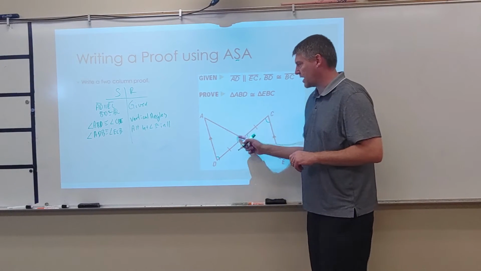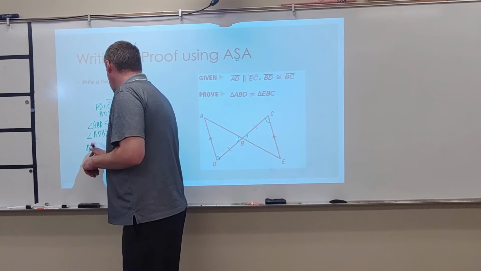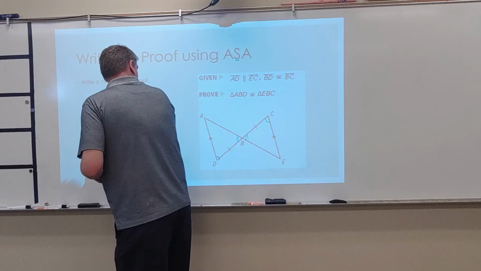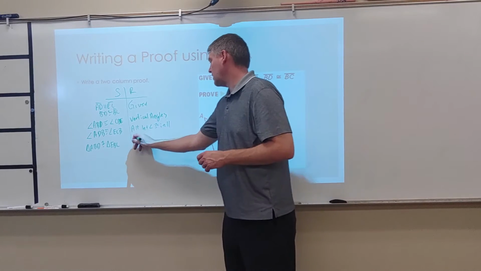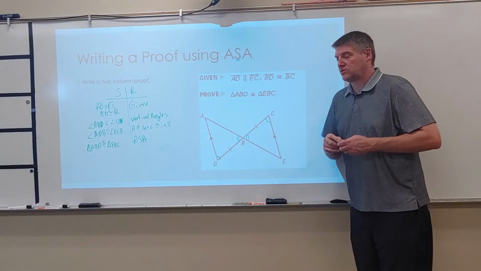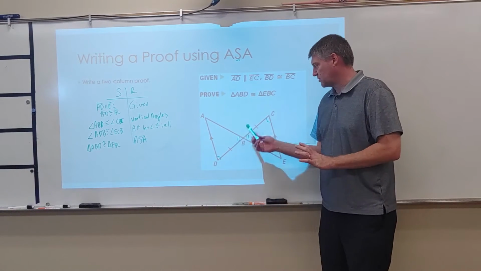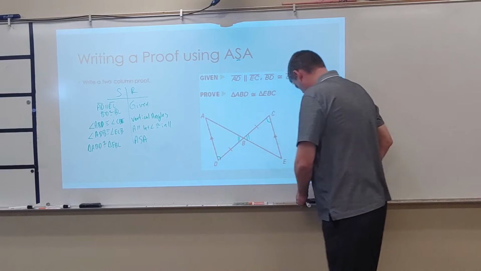Now I have angle side angle. So I can say triangle ABD is congruent to triangle EBC because of ASA, angle side angle. So that's using a two-column proof to show that these two triangles are congruent.